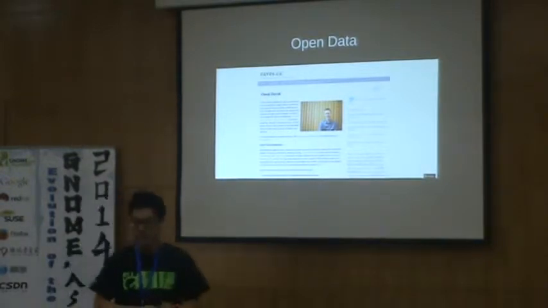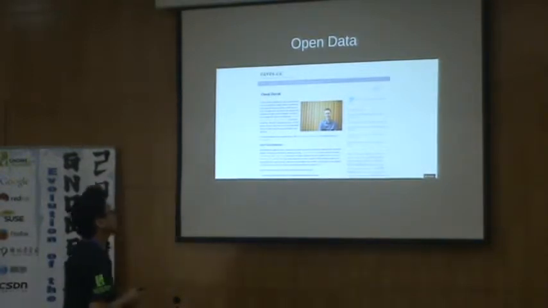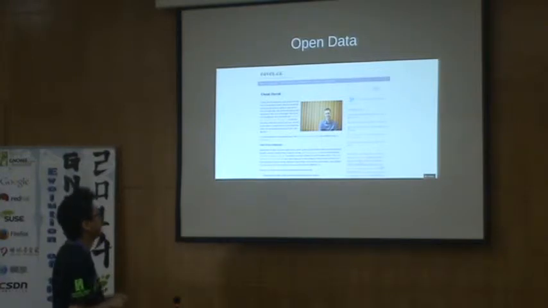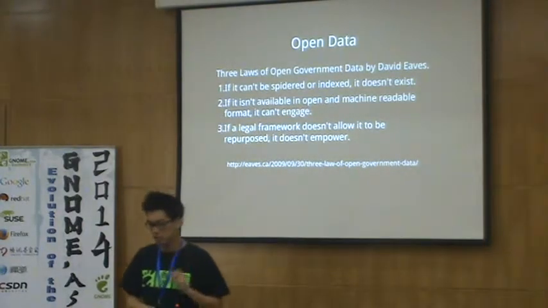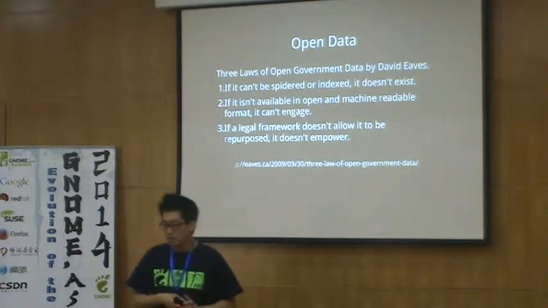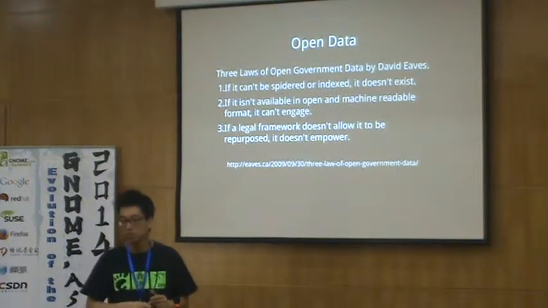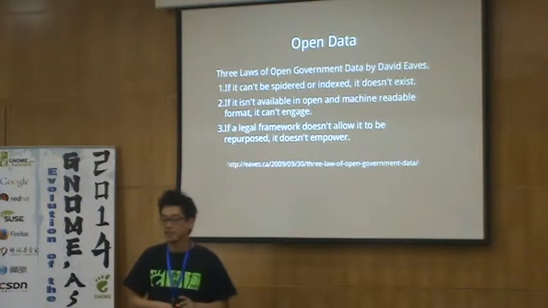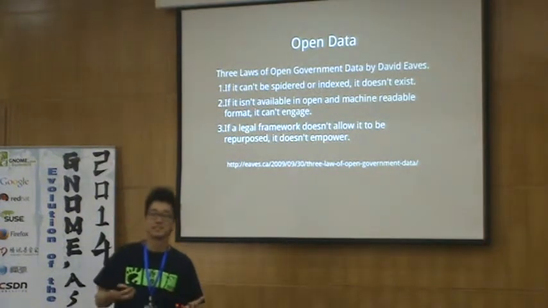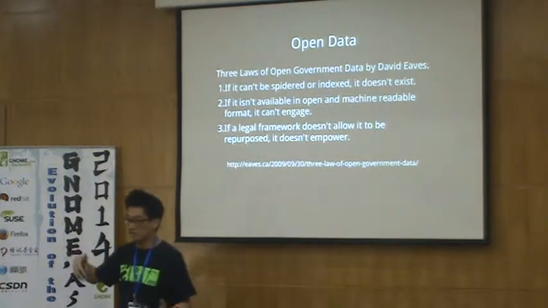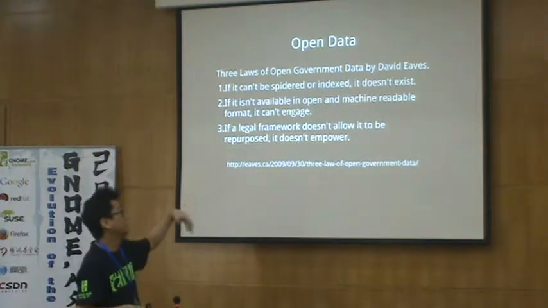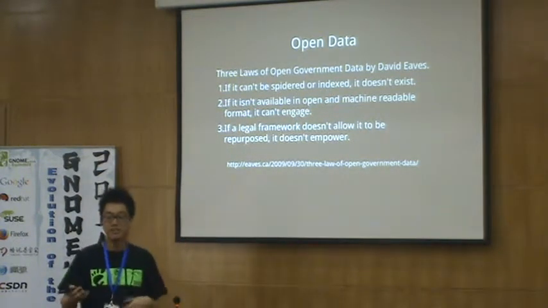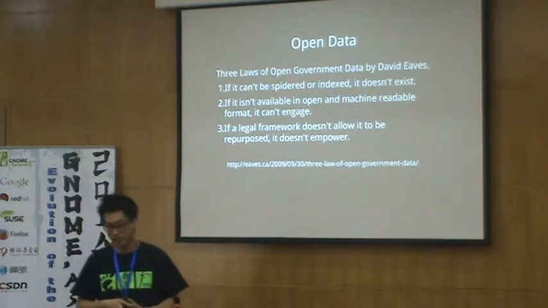So what is open data? One professor in Canada, David Eaves, defined the three laws of open government data. One is that if it cannot be spotted or indexed, it does not exist, which means that if Google or Sogou cannot spider the website or data, it does not exist on the internet actually.